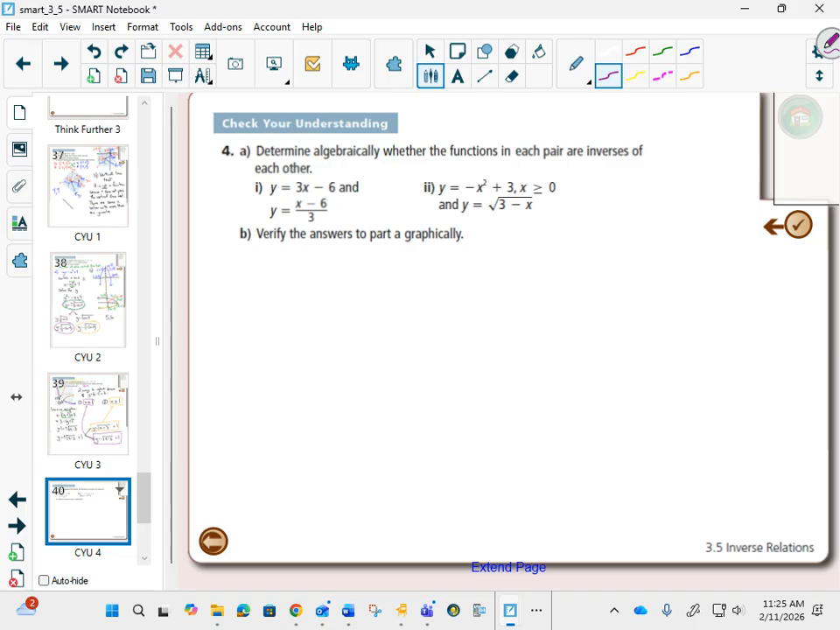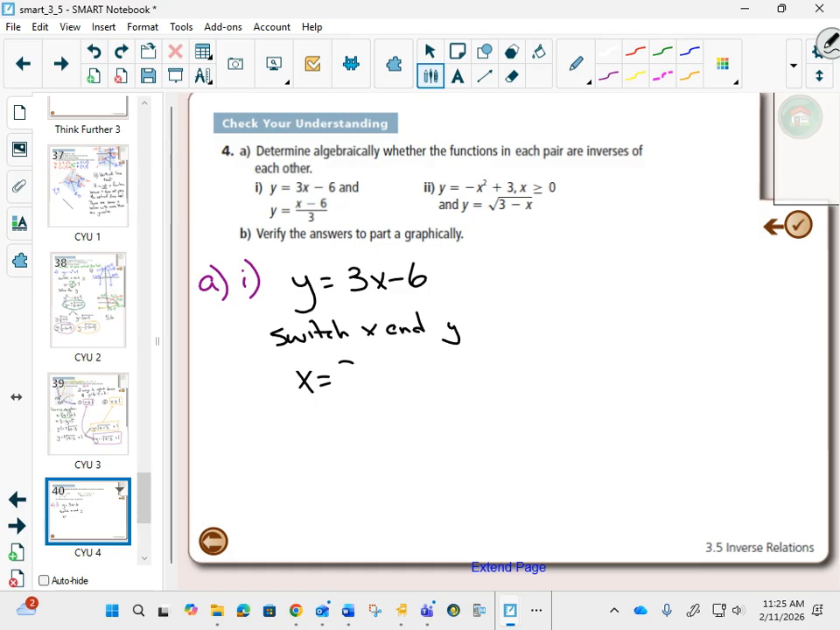So for part A, I have this. I'm going to switch x and y, so I get x equals 3y minus 6. And I'm going to solve for y, so I'm going to move the 6 over, divide both sides by 3. Do they match up? No.